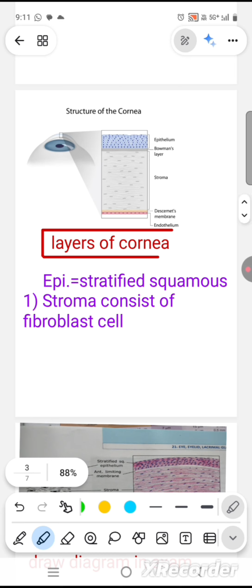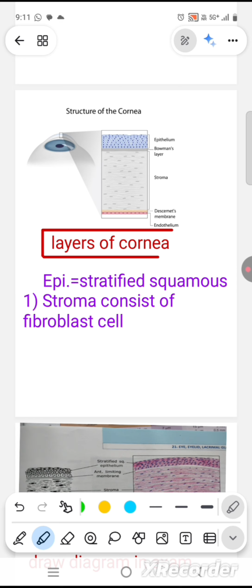Now I am focusing here on a generally simple structure, a simple slide which shows you the layers. First there is the epithelium, which is a stratified squamous epithelium, and then Bowman's layer, then stroma, and then Descemet's membrane and endothelium. Now you must understand what Bowman's layer is. It is also called the anterior limiting membrane, and Descemet's membrane is also called the posterior limiting membrane.